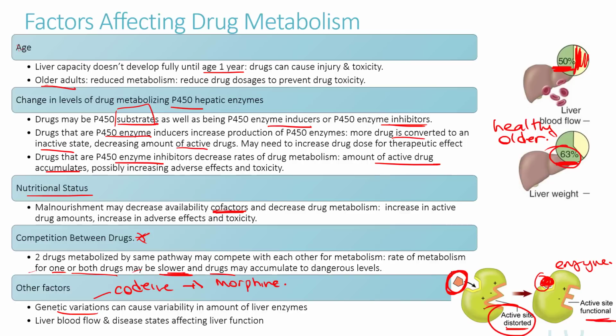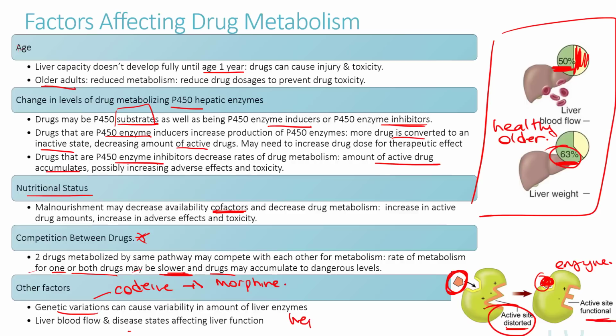Genetic variations can affect the levels of liver enzymes and also liver blood flow in disease states, right? So this is an example with a healthy older adult of how blood flow is affected with just a normal healthy older adult, as well as liver weight. And if you throw in things like hepatitis and cirrhosis, that will also affect the amount of healthy liver that a person has, and it can affect that person's ability to metabolize drugs.